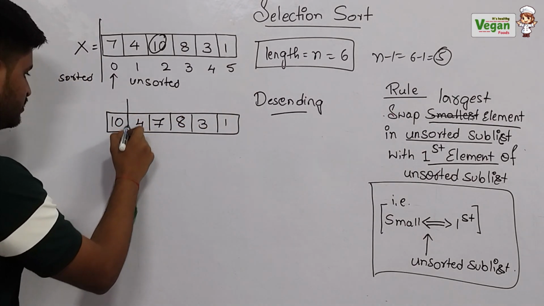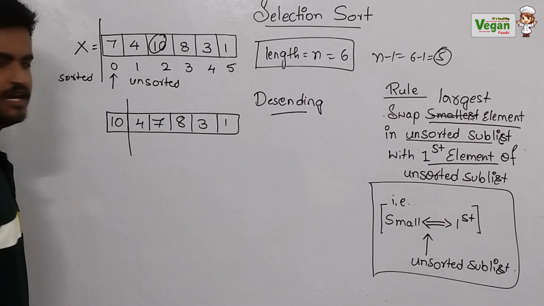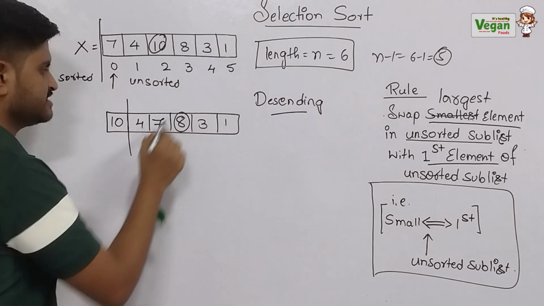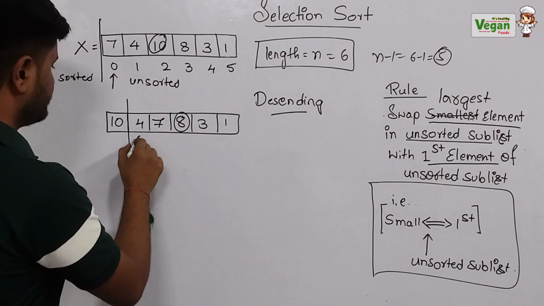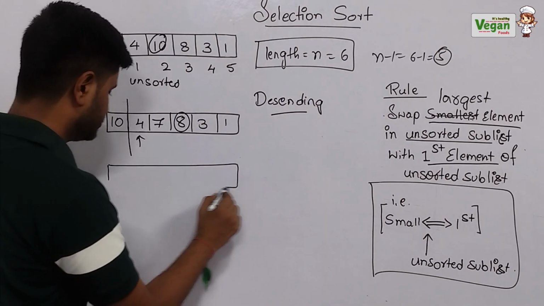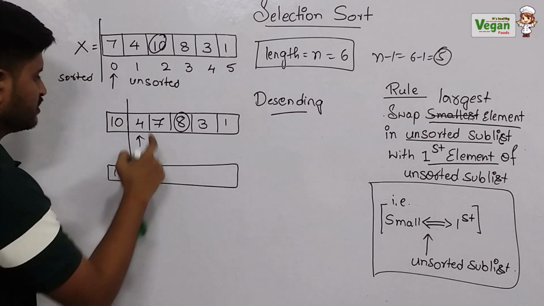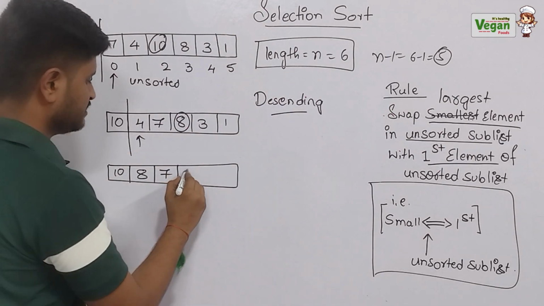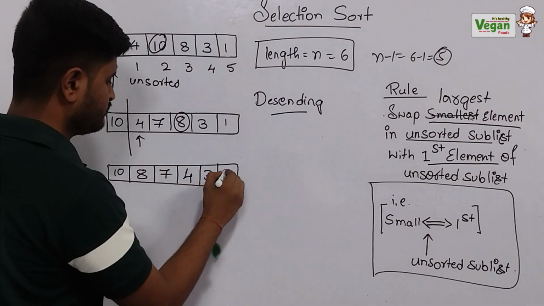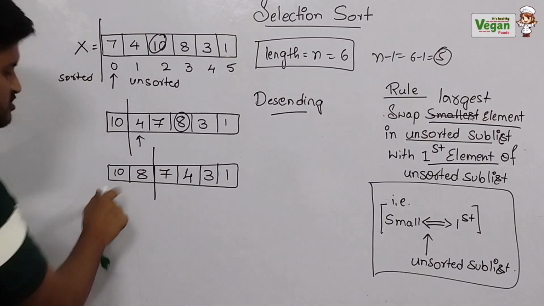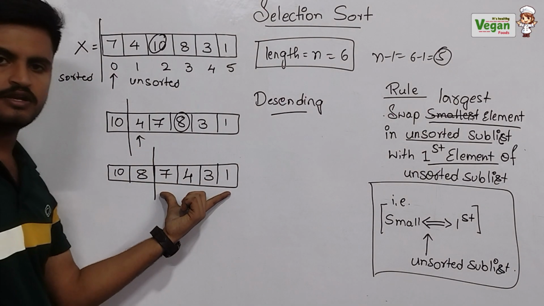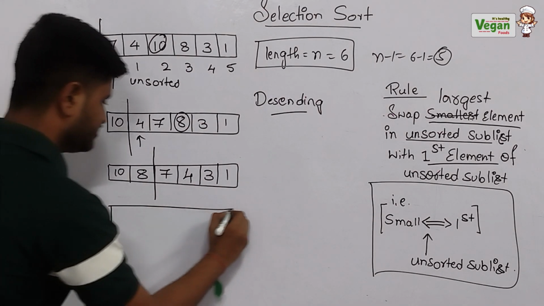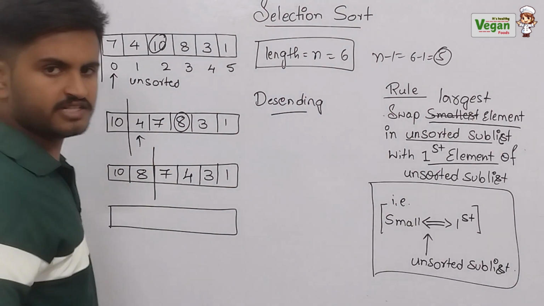Now 10 is sorted, only 5 elements are left in the unsorted sublist. Find the largest element: it is 8 and the first element is 4. So if you swap both of them, 10 will be the same, 4 will be replaced with 8 and 7 will be the same, and 8 will be replaced with 4, 3 will be the same, 1. Next, up to this sorted sublist, 4 elements are left in the unsorted sublist. Now again, find the largest element in the unsorted sublist.